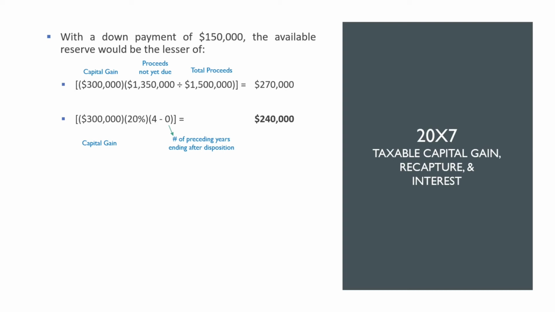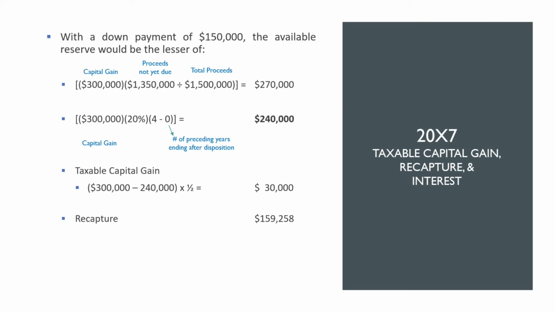We can now take the lesser of those two amounts, the 240,000, and apply that as a reserve to our total capital gain in order to calculate our taxable capital gain. Recall that our capital gain was 300,000. Subtract the reserve, multiply it by a half, and we get our taxable capital gain of 30,000. Earlier, we also calculated recapture to be 159,258.